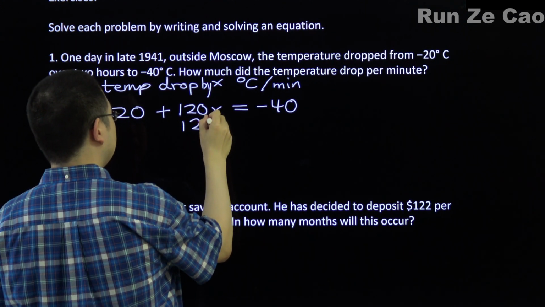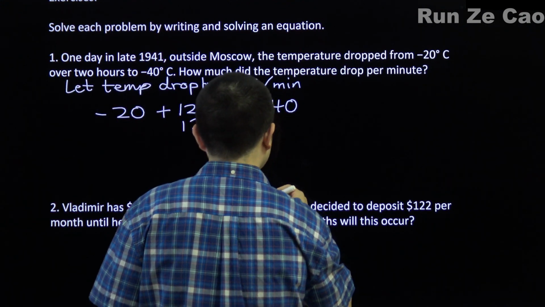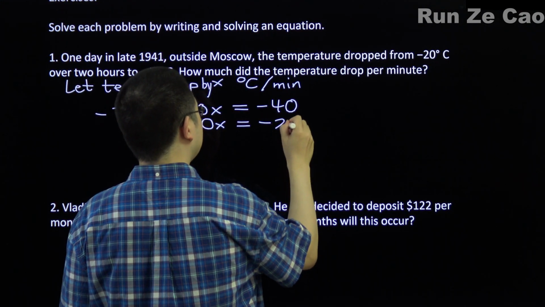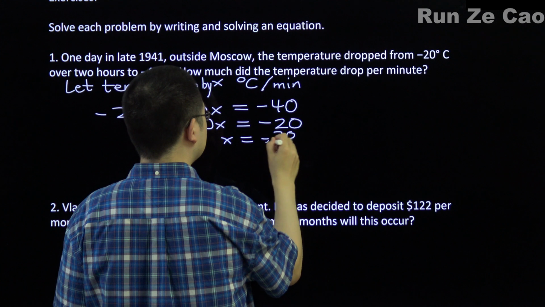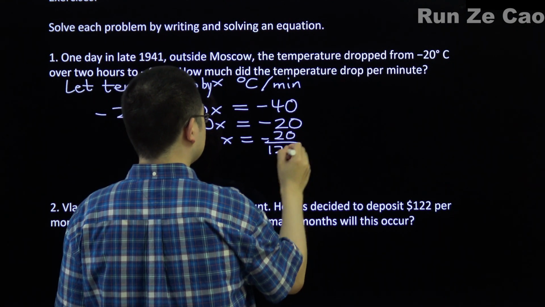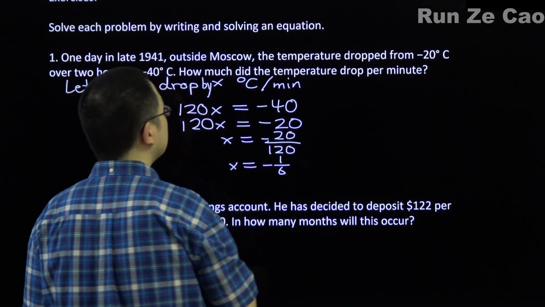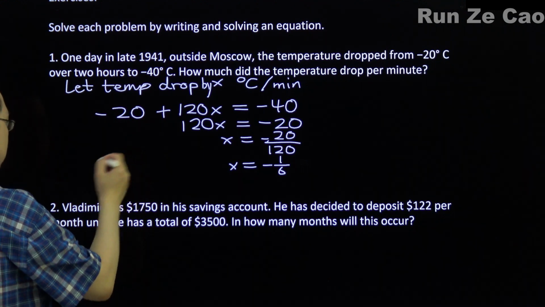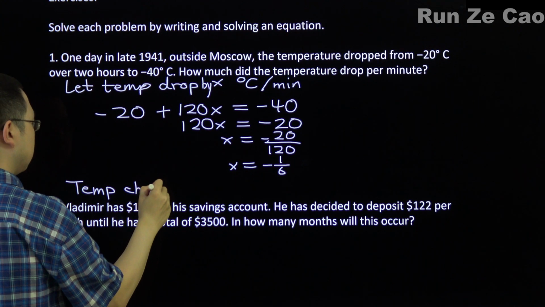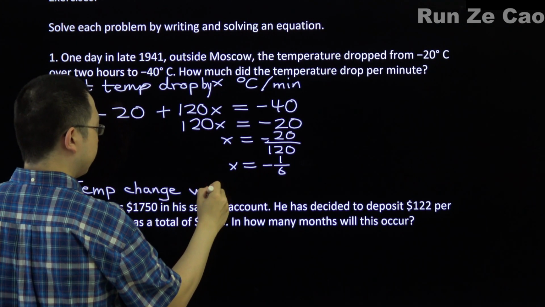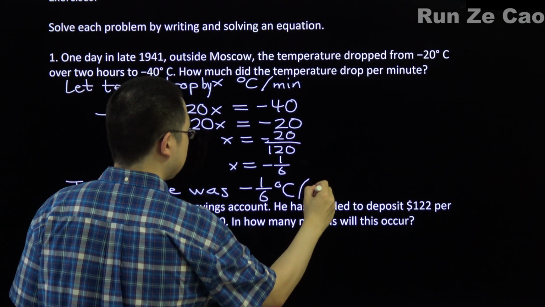Yeah, so we're looking at 120x is equal to negative 40 plus 20, because we move the negative 20 over, or we can add 20 to both sides, equals negative 20. x is equal to negative 20 over 120. So negative 1/6. So the temp change was negative 1/6 degrees Celsius per minute.